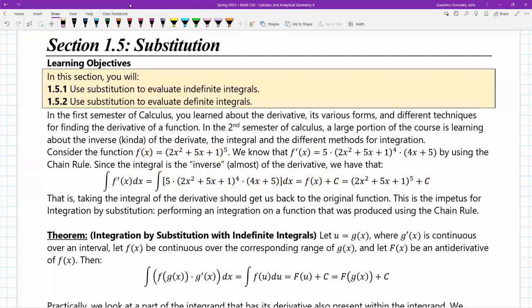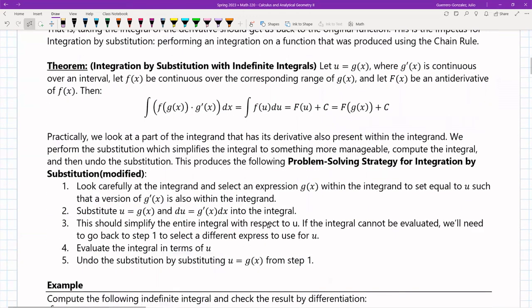But the way that we got our derivative was by chain rule. So that's the point behind u substitution. U substitution is an integration technique that undoes a derivative that was found using chain rule. So let me go ahead and do the very first bit of the theory here. Let me give you guys the definition first.